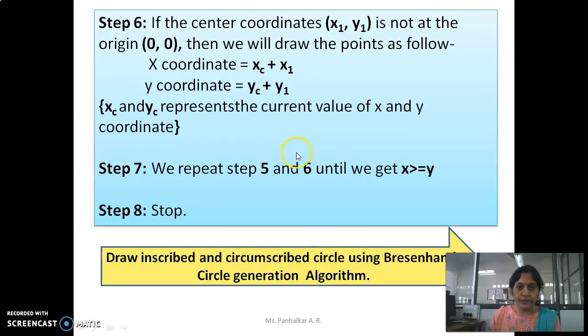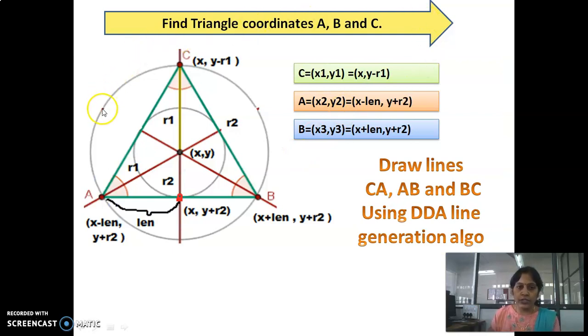Next, after drawing the circle, suppose we have drawn this inner circle and this outer circle. Now we have to decide these coordinates A, C and B, and then we can plot this triangle inscribed and circumscribed inside this circle. To find these A, B, C coordinates, we are using this formula. We can easily find the C coordinates because we know R1, we know x, y. So this will be the point x, y minus r1.